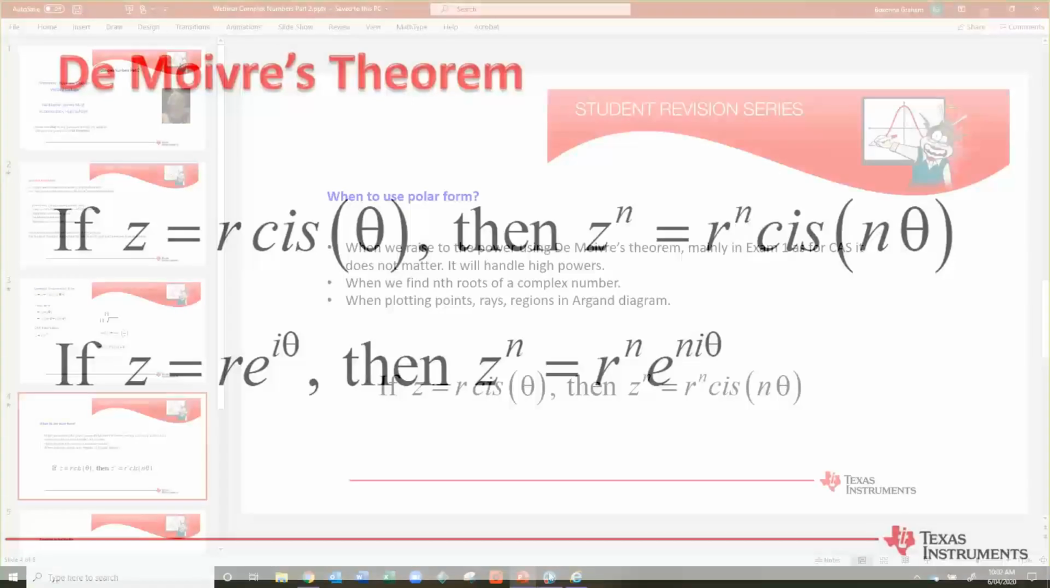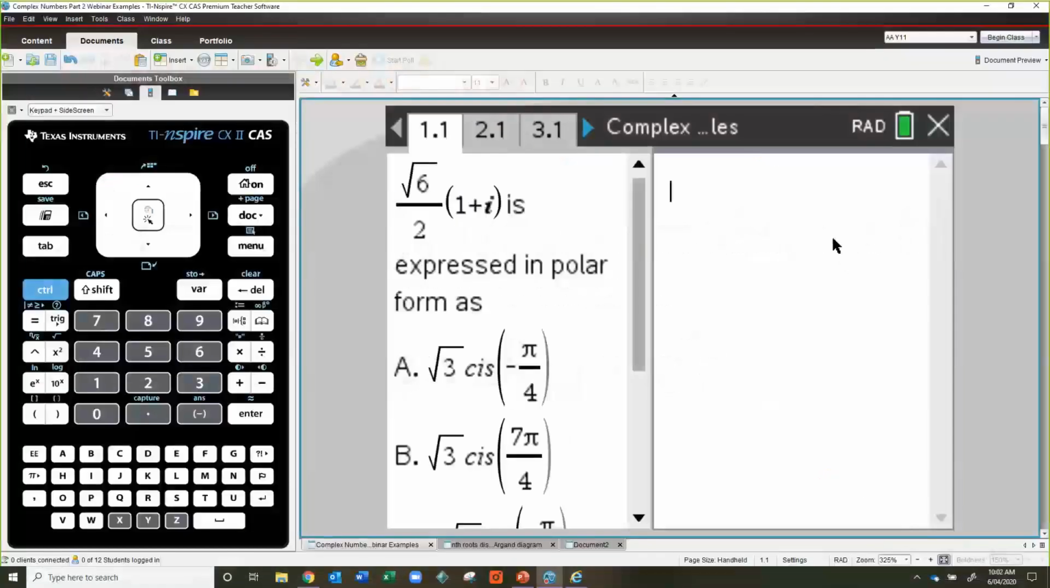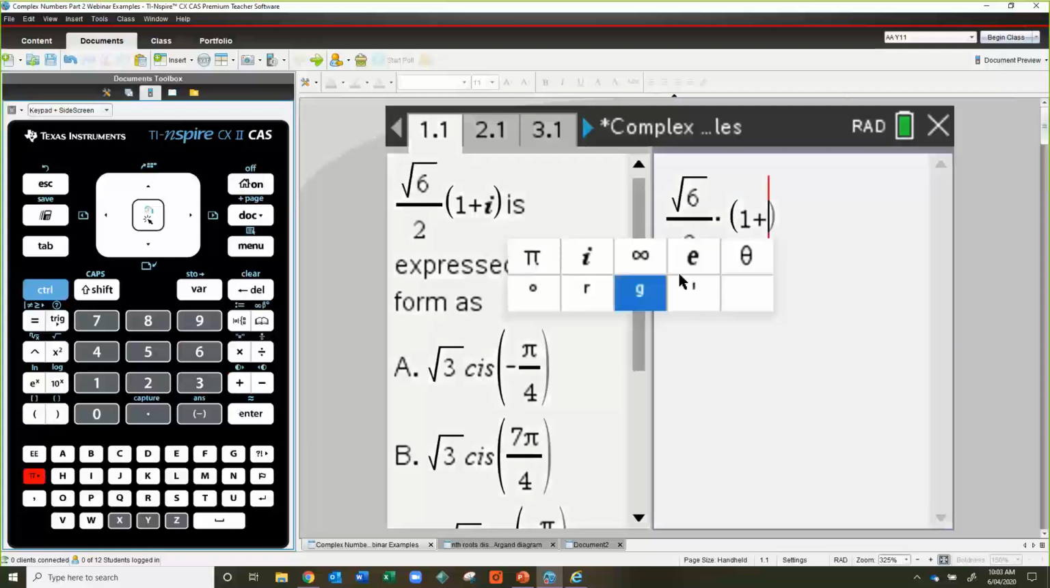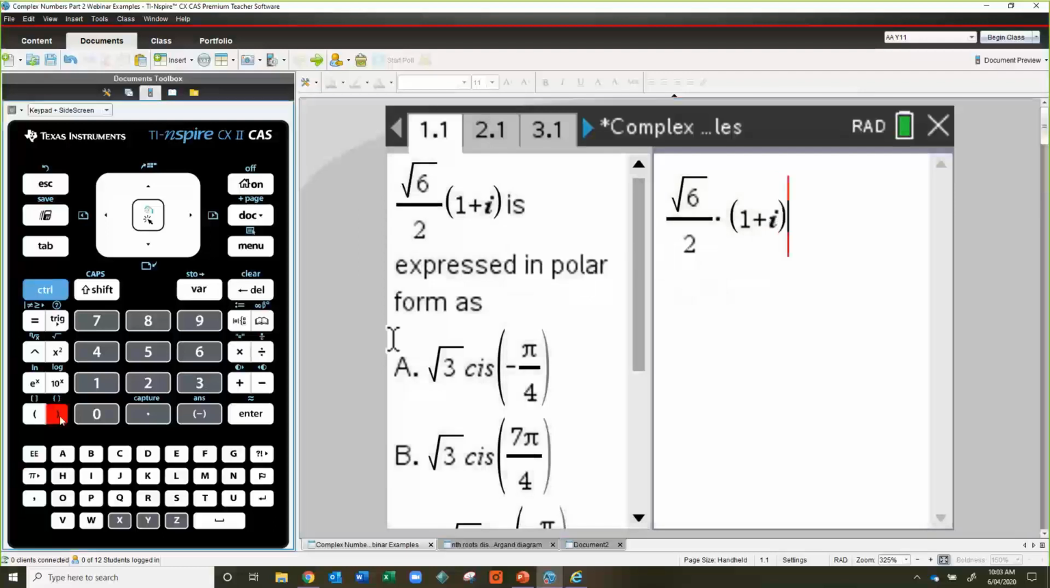So let's start with some questions. The first question is a multiple choice question. Root 6 on 2 times (1 plus i) is expressed in polar form as one of those. So this is the calculator screen here. Let's enter our complex number, square root 6 over 2, times bracket 1 plus, we need to use i from here, and we close the bracket.